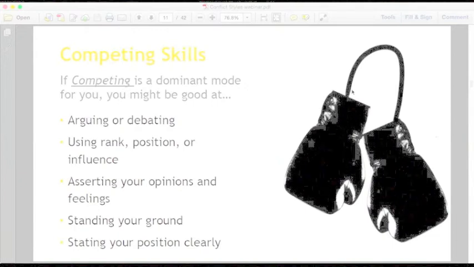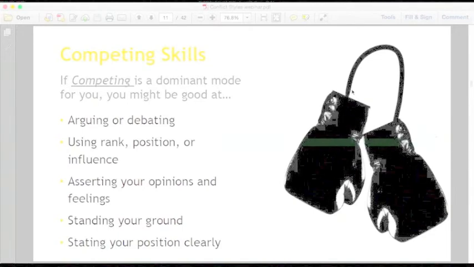So here are some skills that somebody who is in a competing dominant mode might be showing. They're good at arguing, they don't give up. But the times where this competing mode is good are in an emergency situation where a quick decision has to be made. This is when you want a competing mode dominant person to stand up and make a decision, because they're not going to be afraid. They're going to be confident in their decision, and they're going to get in there and make that decision.